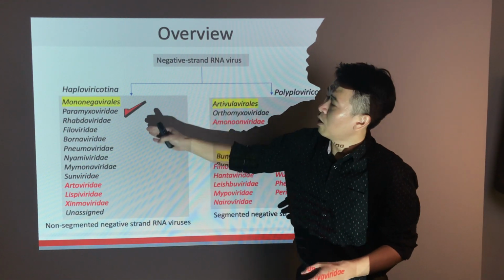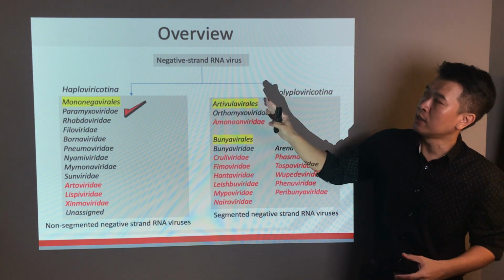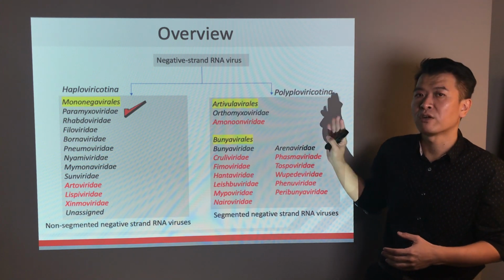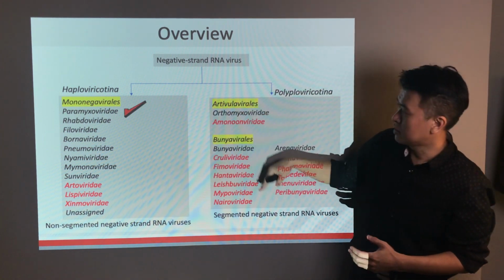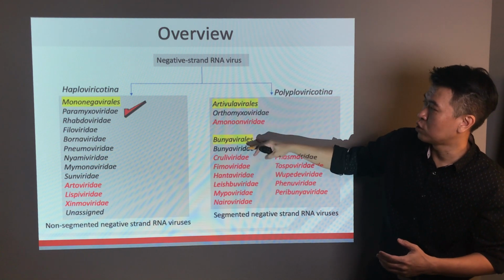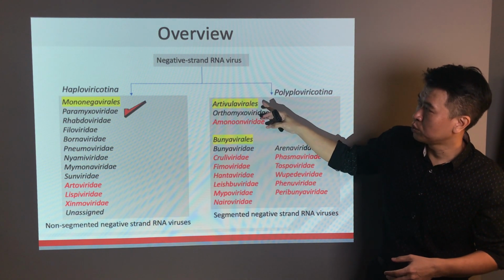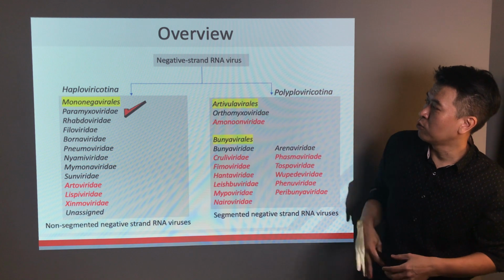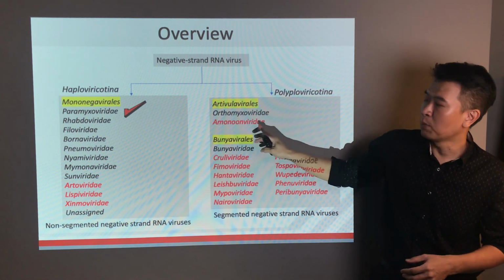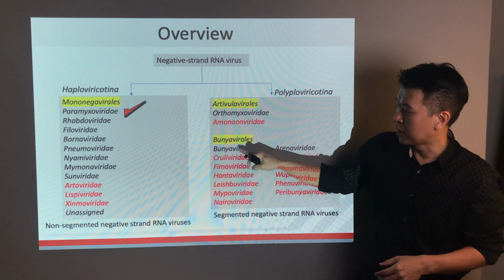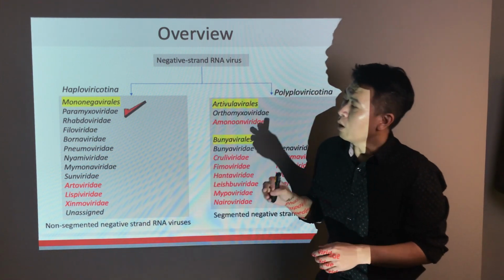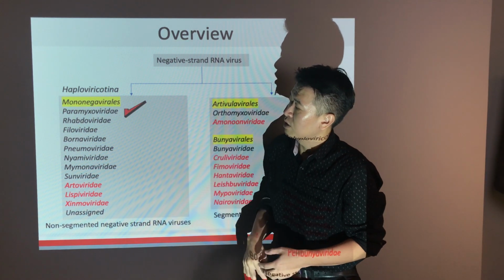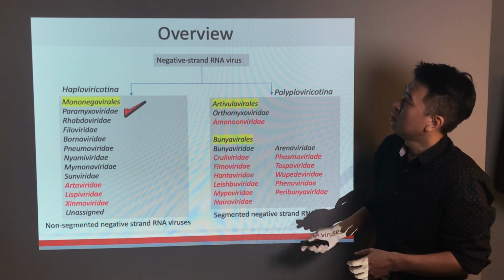So as an overview for this, here we separated the RNA virus into two, the haploviricotina and polyploviricotina, which is the non-segmented and segmented. And here you can see there are two orders here, and Negative-Strand, where the Paramyxoviridae, the flu virus located, and then Negative-Strand. The one that we are very interested in, because there's too many viruses to study, is the Paramyxoviridae.